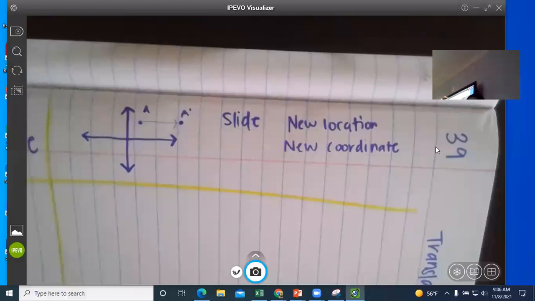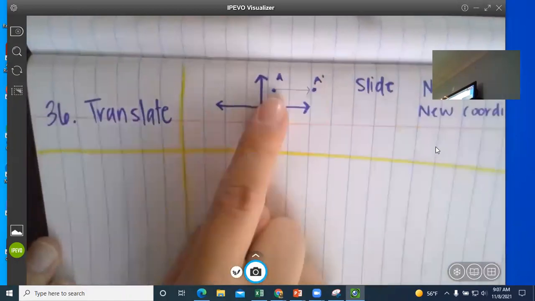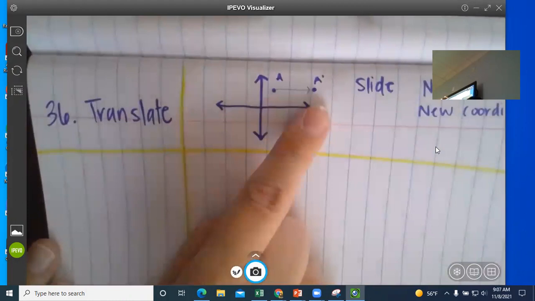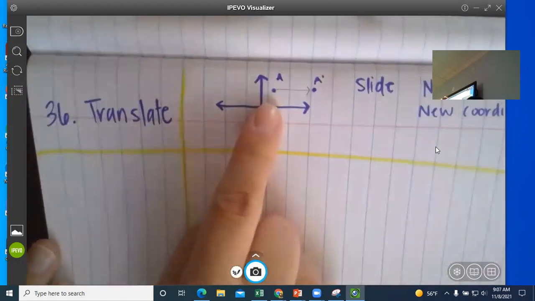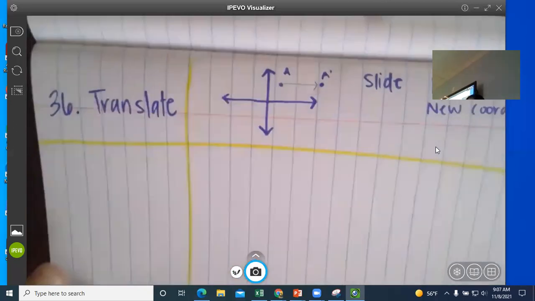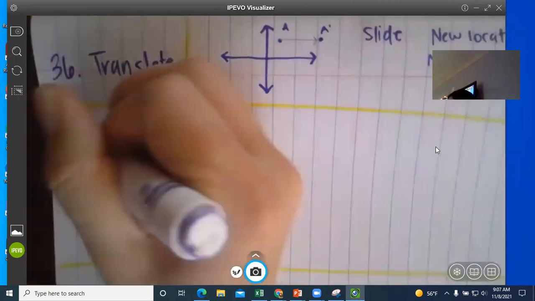All right, so here I moved it to the right. Which other way do you think I can slide translate points? To the right, where else? To the left, where else? Down, exactly. So that's what we're going to talk about next. We're going to talk about number 37, translate to the right.